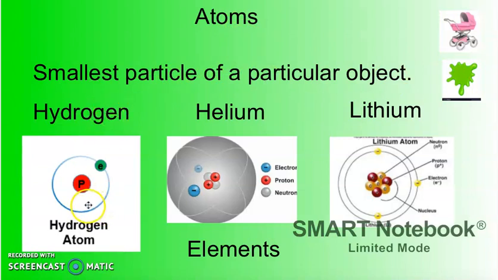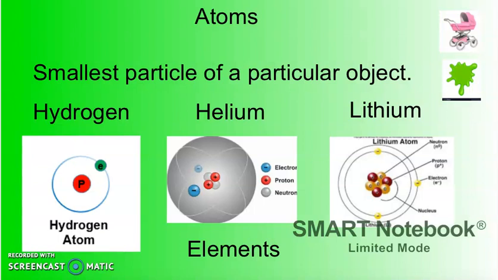Here you have a hydrogen atom, which has a proton and an electron, a helium atom, which has two protons, two neutrons, two electrons. Same thing with lithium. You have a certain number of protons, a certain number of neutrons, and a certain number of electrons. And these are called elements, and these are the things that you will see on the periodic table.